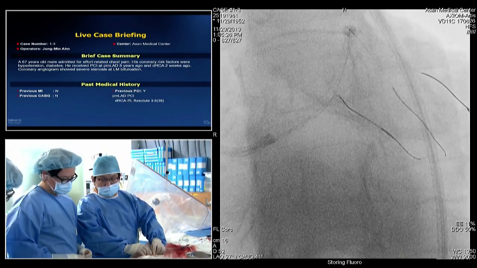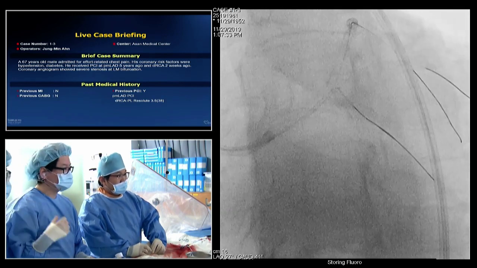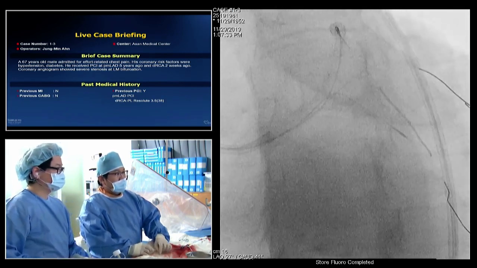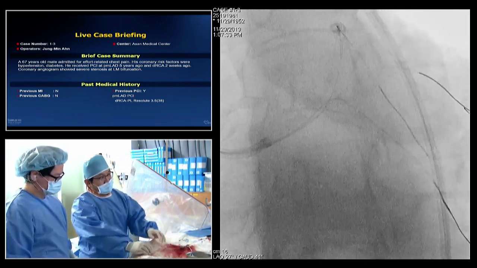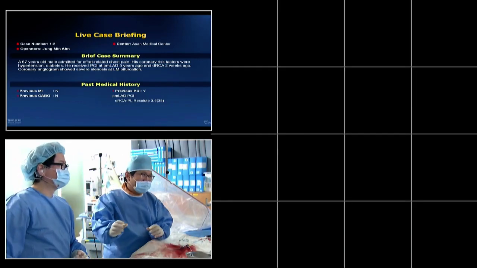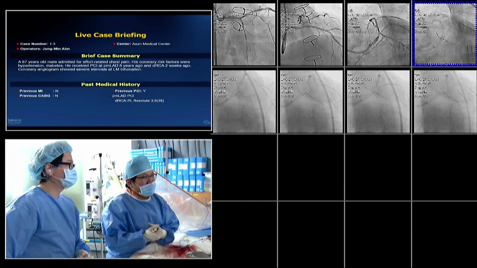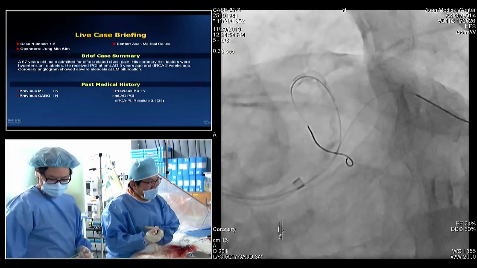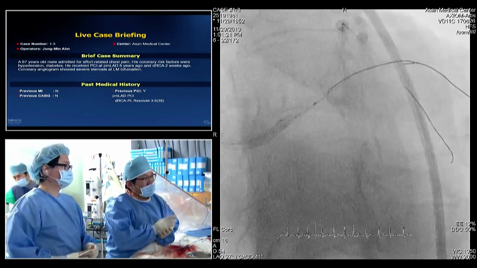Very good, very good. Okay. Now you can tell us. Okay. Very nice job. So some panel suggested to me the reverse wire technique, Akasaka. So I use this reverse wire technique.